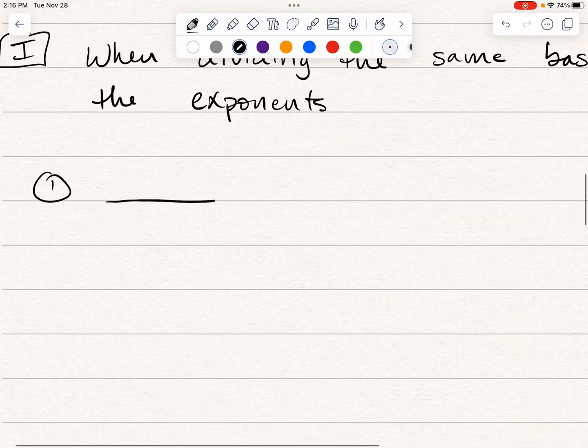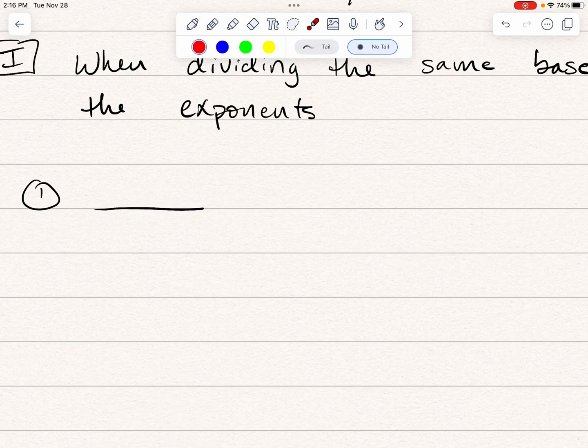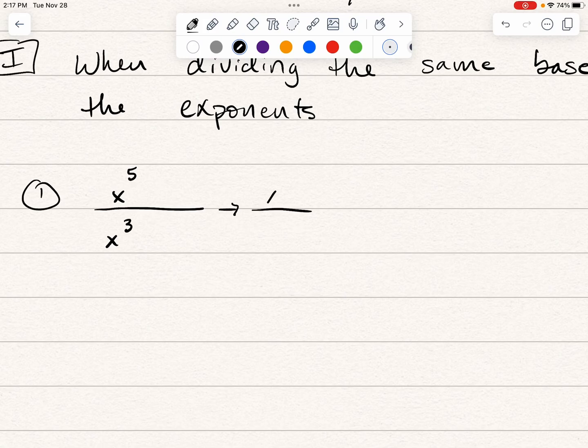So there will be a fraction involved in each of these problems, and we're going to look at, again, the same base. If it is the same base, you're going to subtract those exponents. Let's look at, say, x to the fifth over x to the third. We can subtract these exponents: 5 minus 3 is x squared over 1, or just x squared.